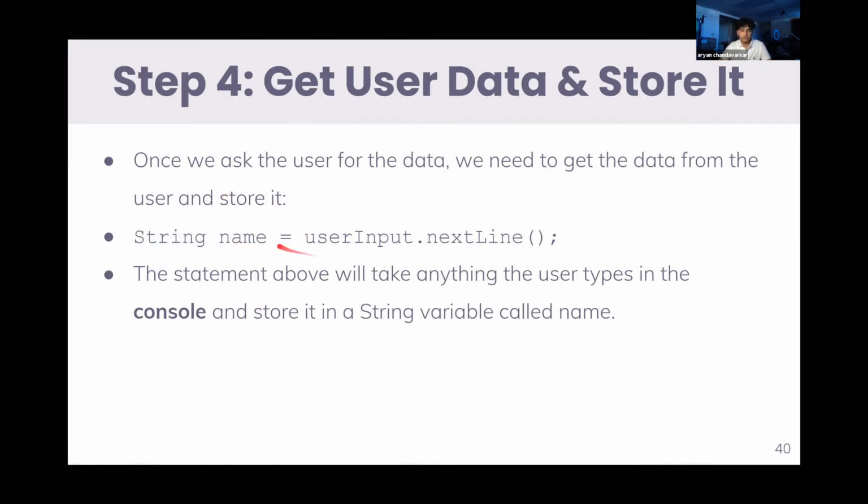So basically what we're doing here is we create a string and we can name it whatever we want. And then it equals user input dot next line, open parentheses, close parentheses. We don't put anything in here because this just means that this is a function, and this function is stored in the scanner class that we've imported into our program. So the statement above is going to take anything that the user types in the console and then store it in a string called name.